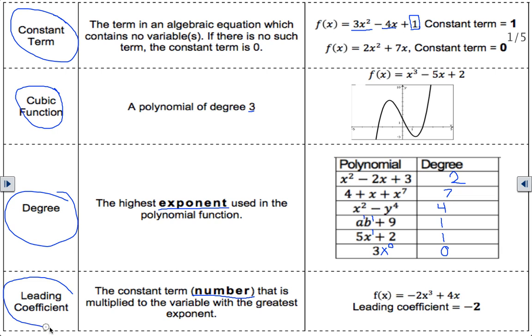Your leading coefficient is the number that's attached to or multiplied to the variable with the highest exponent. In this example, your highest exponent is 3, so the leading coefficient is negative 2. If you remember our transformations, the leading coefficient in this case would be your a value, and it would be -2.